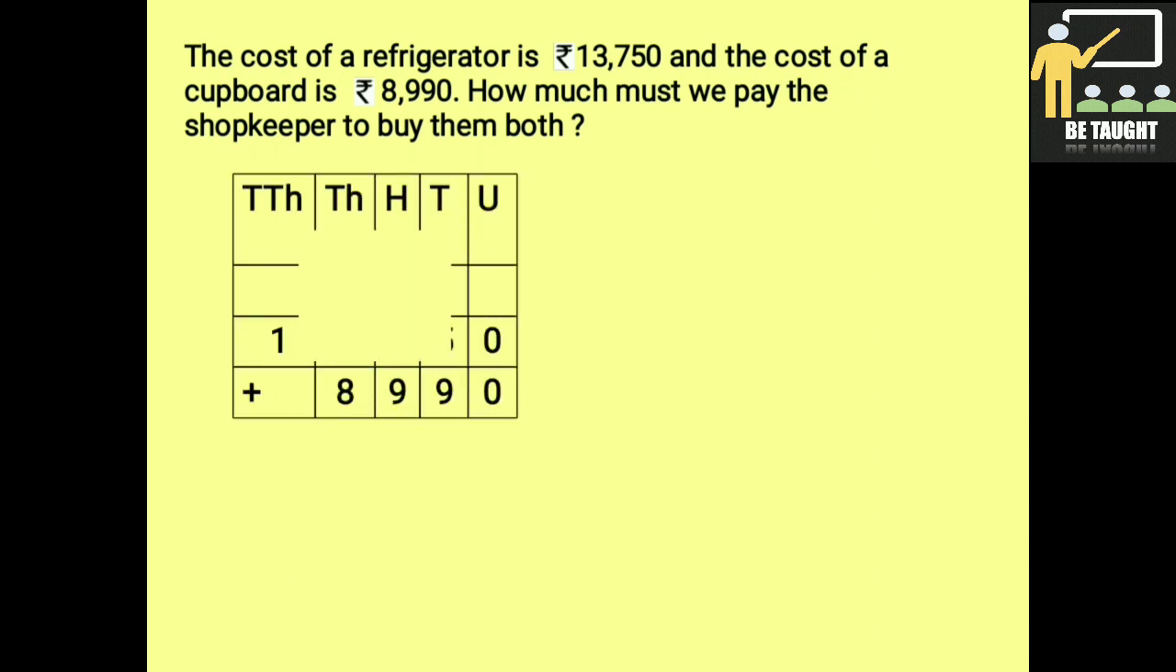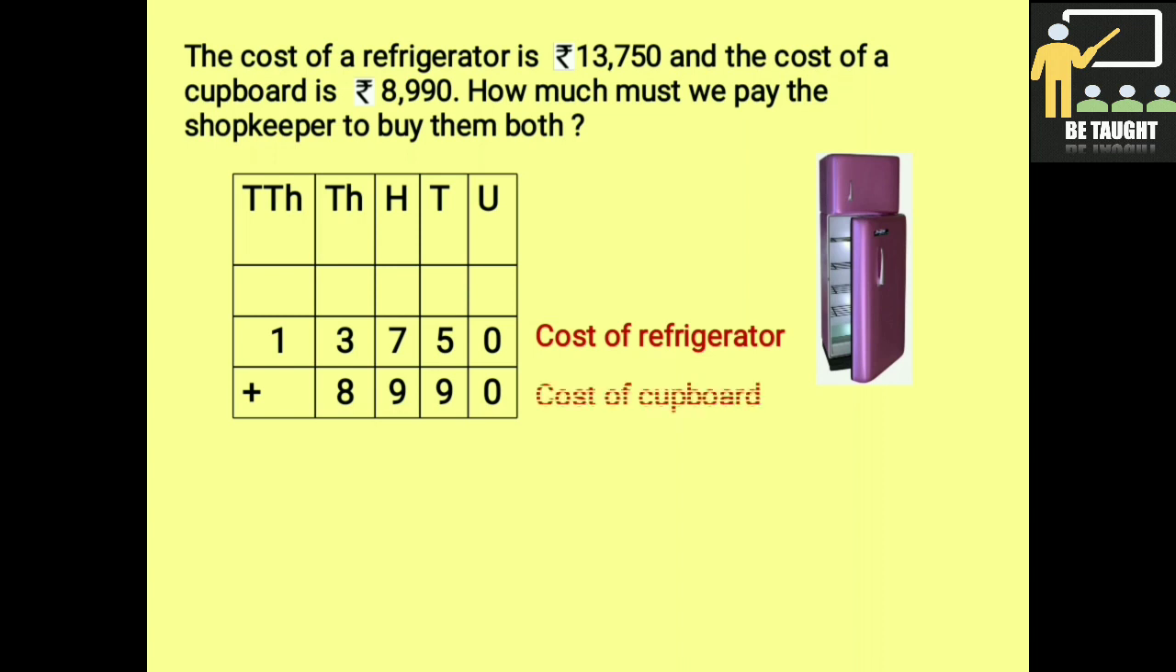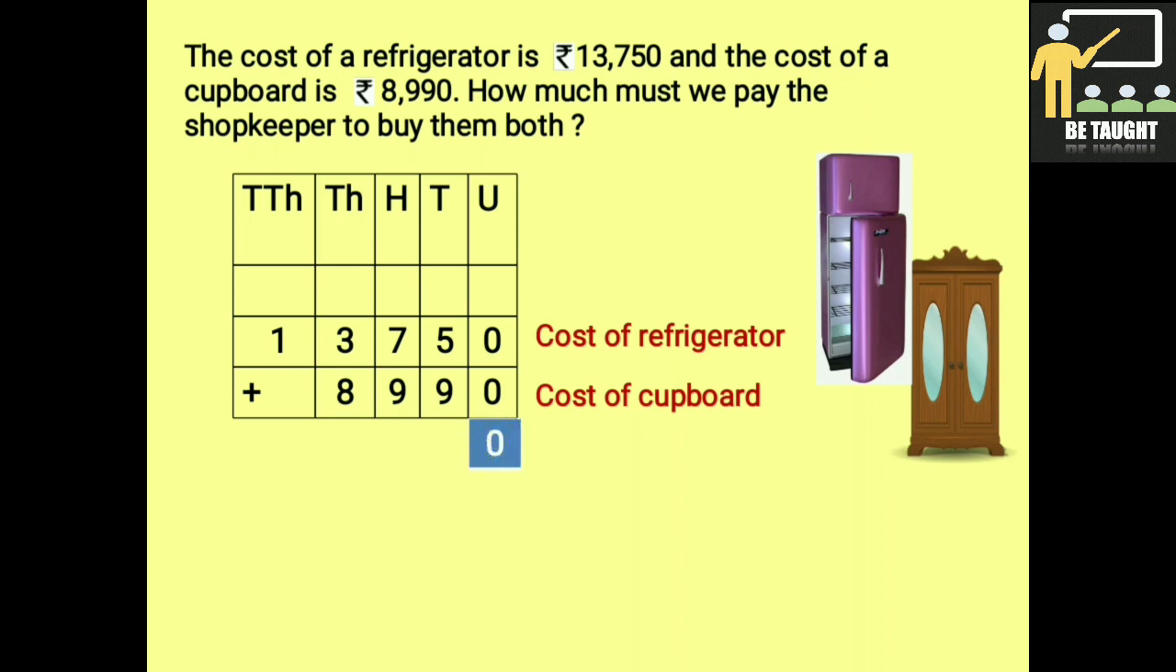So again, we'll arrange it in the vertical arrangement and we'll write the statements. Cost of refrigerator is rupees 13,750 and the cost of cupboard is 8,990. We start solving it from the units place. So we'll add this also. So 0 plus 0 is equal to 0. 5 plus 9 is equal to 14. So we write 4 in the tens place and 1 carry over in the hundreds place.